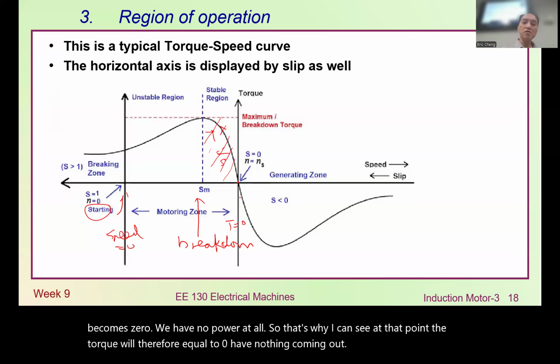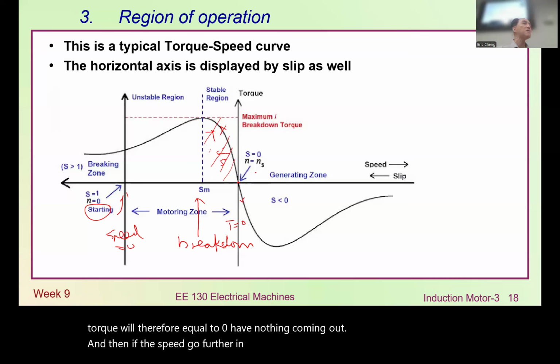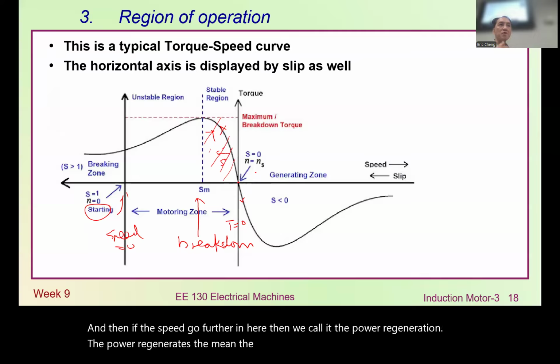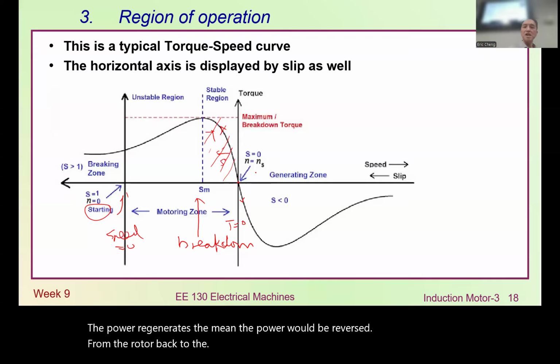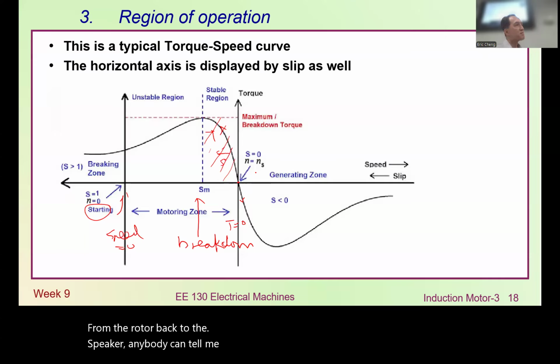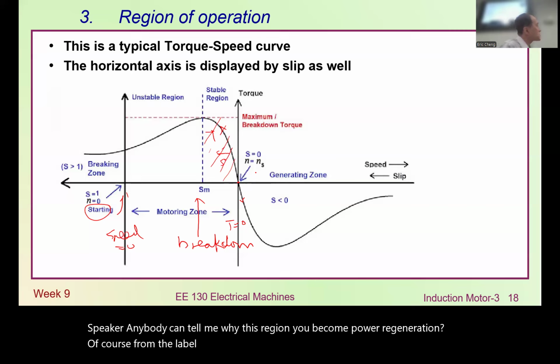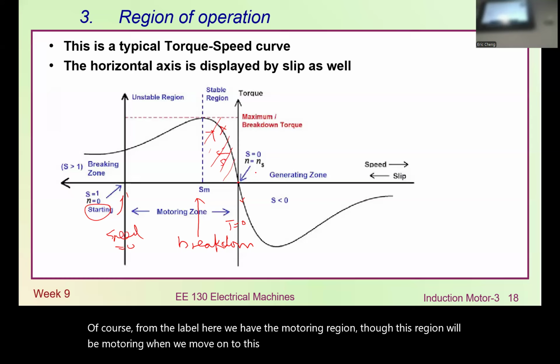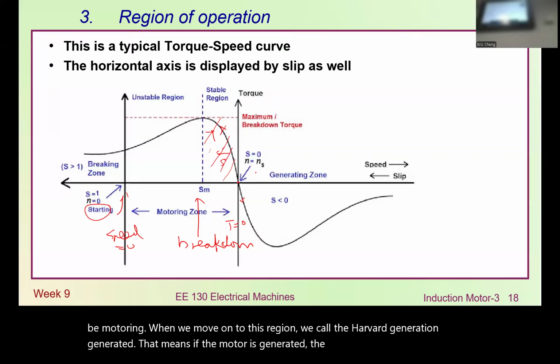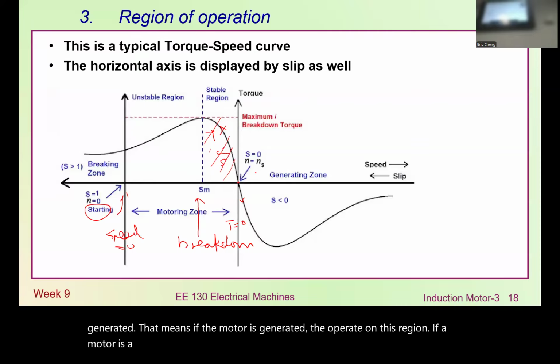And then if the speed goes further in here, then we call it power regeneration. Power regeneration means the power will be reversed from the rotor back to the stator. Can anybody tell me why this region becomes power regeneration? Of course, from the label here, we have the motoring region. So this region will be motoring. When we move on to this region, we call it power regeneration, generating. That means if a motor is a generator, it operates in this region. If a motor is in a vehicle going down the hill, then we call this region power regeneration.